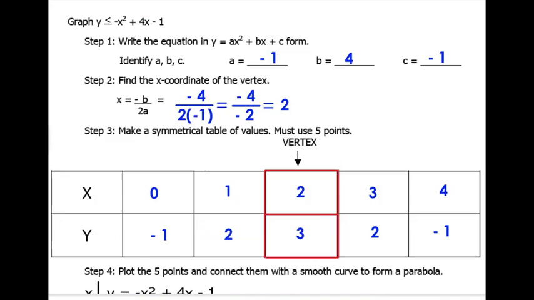This is video number 2 of graphing quadratic inequalities. I've also loaded another video, so you have 2 videos to use as reference. And hopefully that helped.